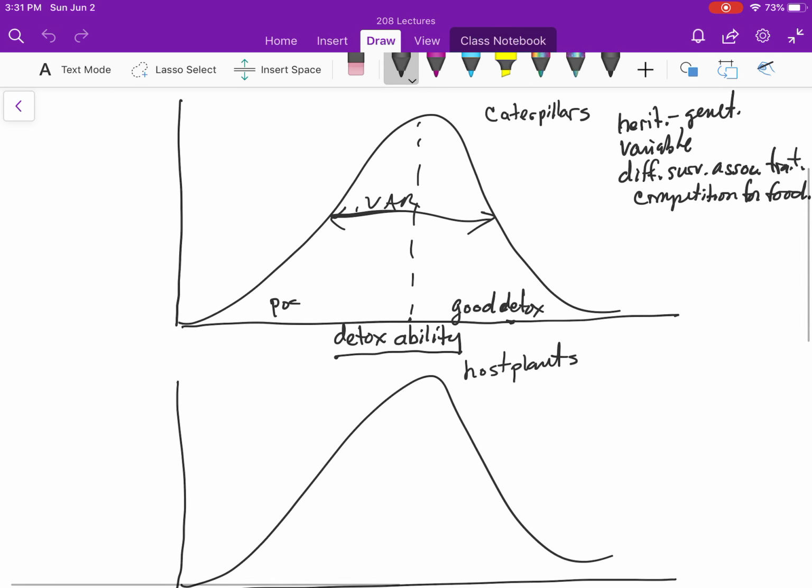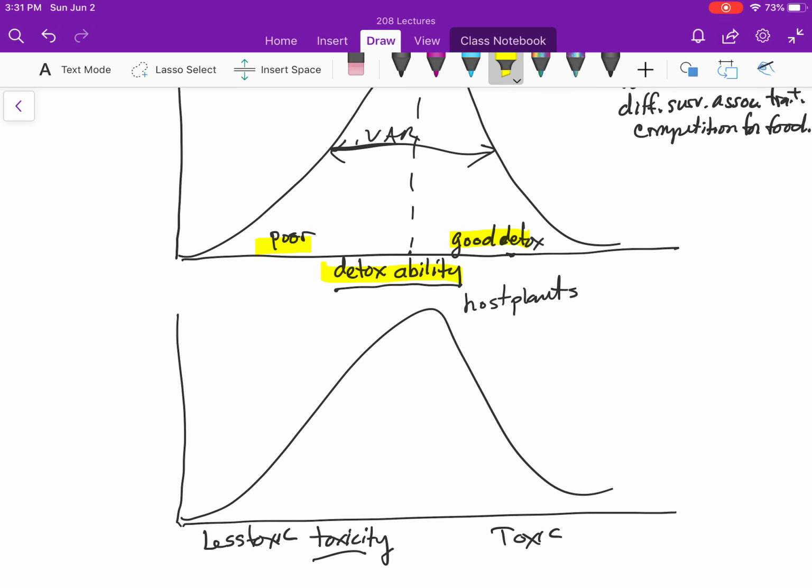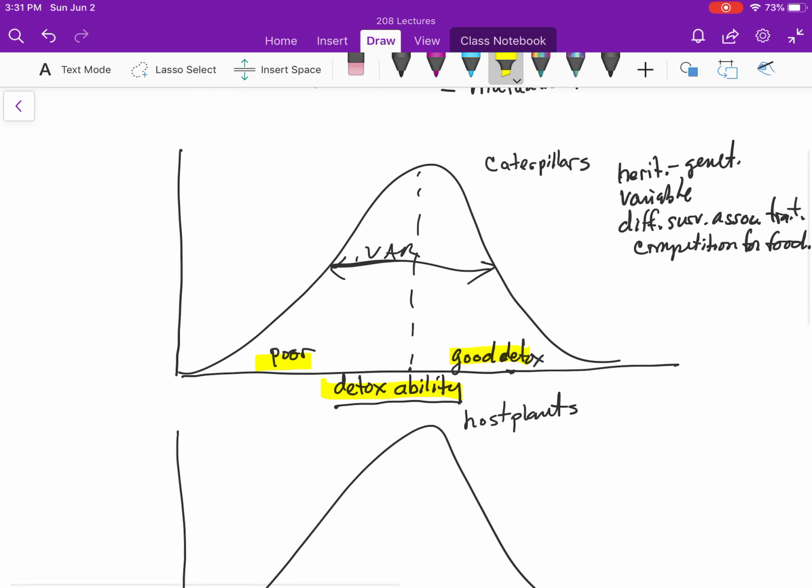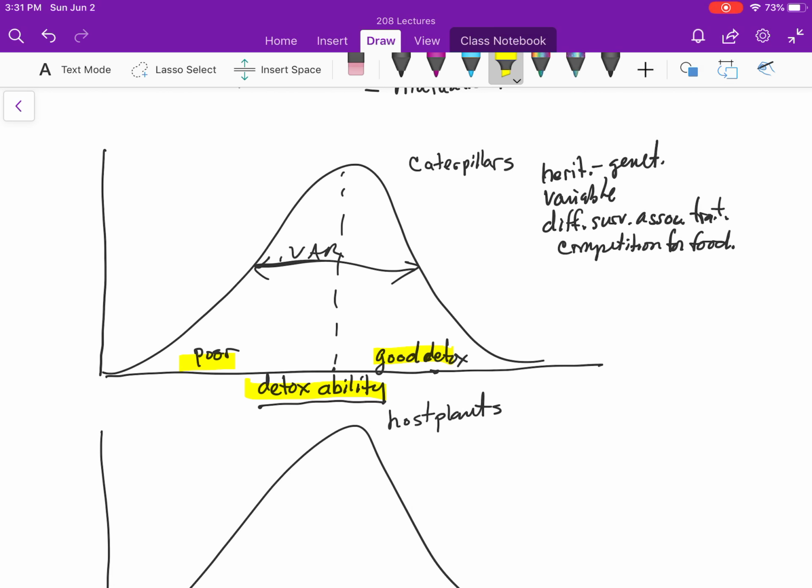So let's take a look here at how the caterpillar one works. The caterpillars have, I'll go ahead and highlight, a variation in their ability to detoxify the plants. And some of them are really good detoxifiers and some are sort of poor detoxifiers down here. And so there's a variation there. And we can look at the host plants as well, and we're going to look on their axis. We're looking at toxicity of the plants. Some of those plants are going to be very toxic over here on this side, and some are going to be less toxic.